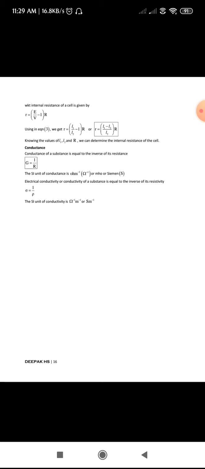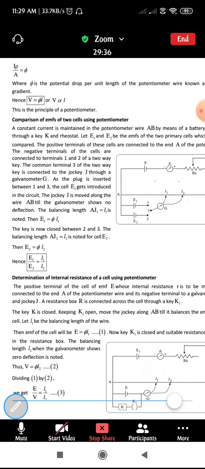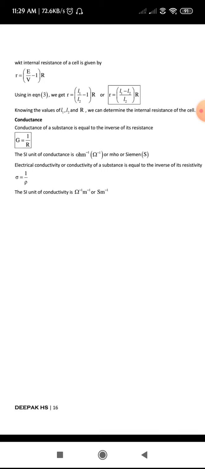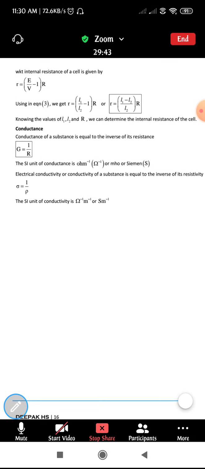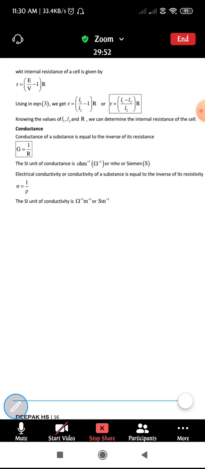What does small r denote? Small r denotes the internal resistance. What we have done is substitute the value from equation 3 here. What is equation 3? E by V is taken as L1 divided by L2, right? That is what we have written here. So in the place of E by V, we take L1 divided by L2, since you have minus 1 there in this equation.